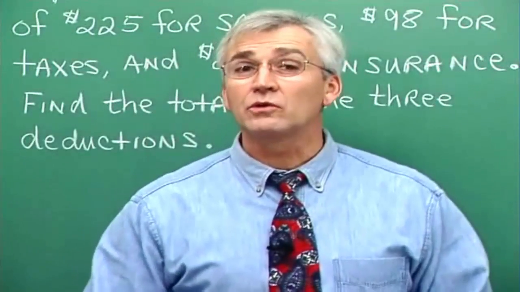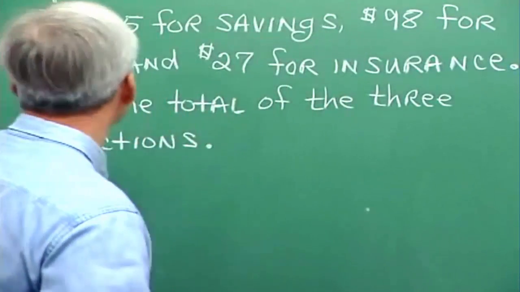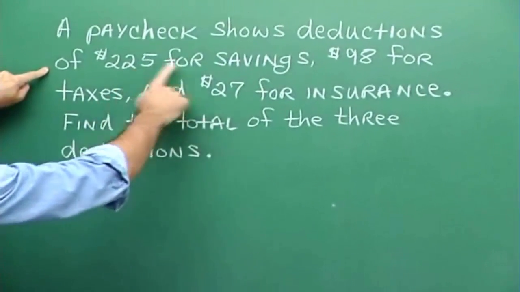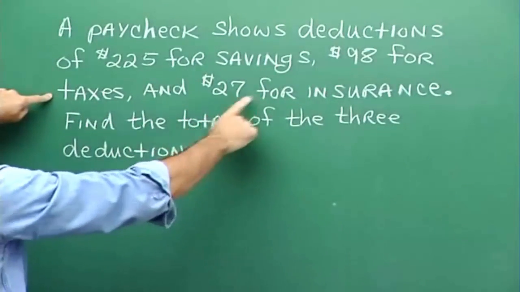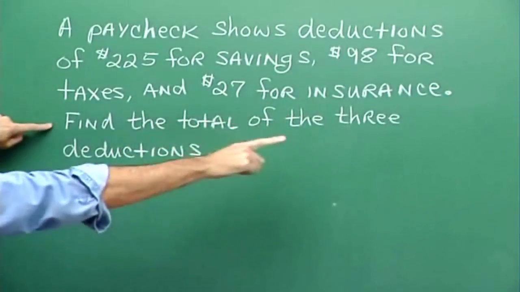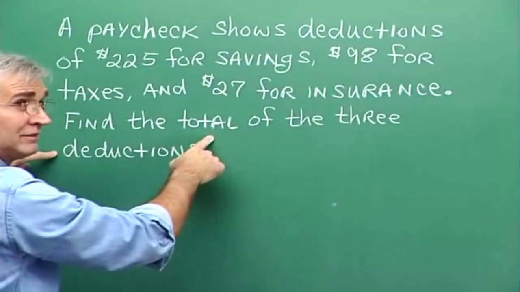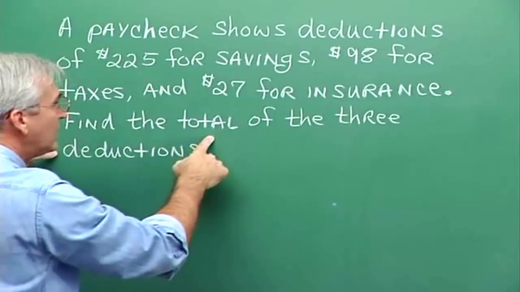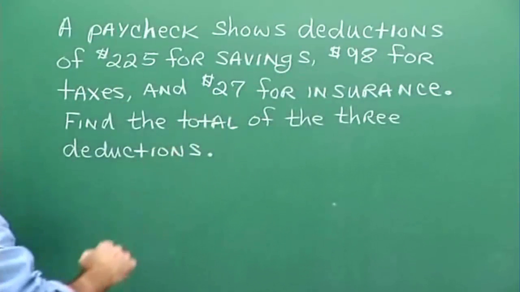Here's a word problem in which we need to add some whole numbers to find the result. It says, a paycheck shows deductions of $225 for savings, $98 for taxes, and $27 for insurance. Find the total of the three deductions. When it says find the total, you see, it's the tip-off that we're going to need to add. So we're going to need to add the 225, the 98, and the 27.